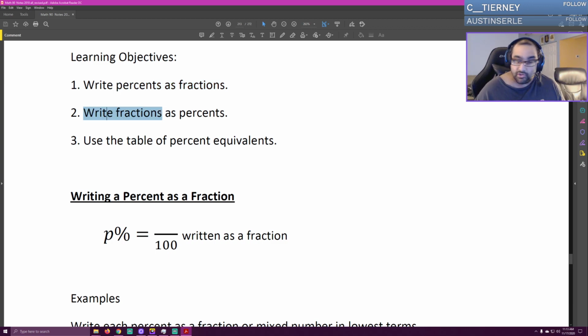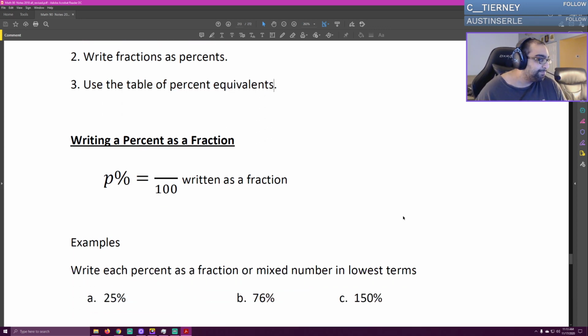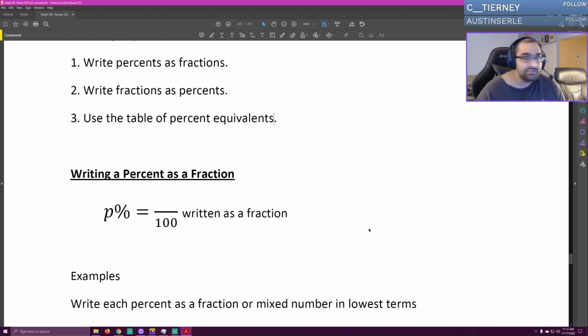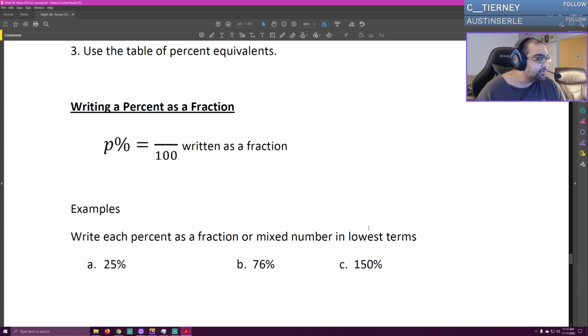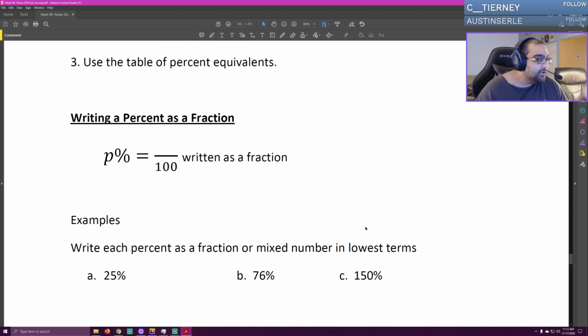Then we'll go in reverse, talking about fractions and writing them as percentages, and then using a table to find percentage equivalence. We'll talk about that briefly. I'm not going to go over the last part very much. I'm going to just talk about it briefly and then move forward. All right. Well, let's talk about the main two, which is the first two parts here. Let's go ahead and talk about writing a percent as a fraction. Okay, so how do we write a percent as a fraction here?